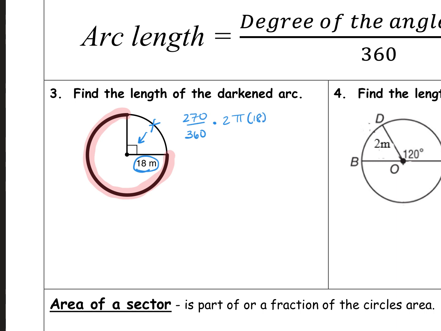So on the calculator, this is the important part. This is where it gets tricky. You're going to do 270 divided by 360, enter. You do not clear your calculator. You're going to do times 2 times 18. So you're going to have ANS times 2 times 18, enter. You get 27 pi. Now do times pi. So you'll have ANS times the pi, and you're going to end up with 84.8 meters. So that's going to be the length of that darkened arc.